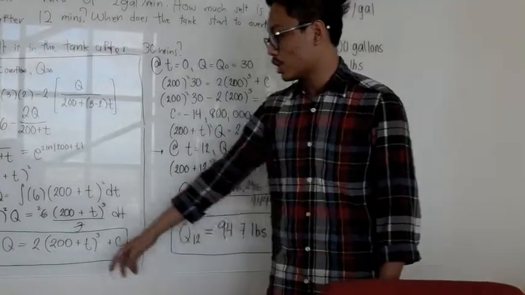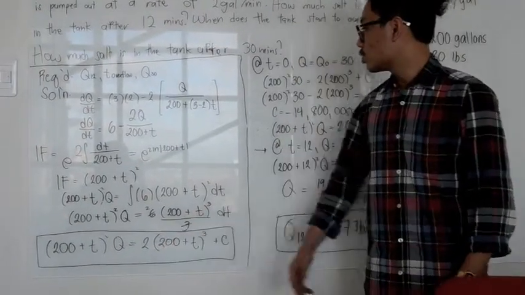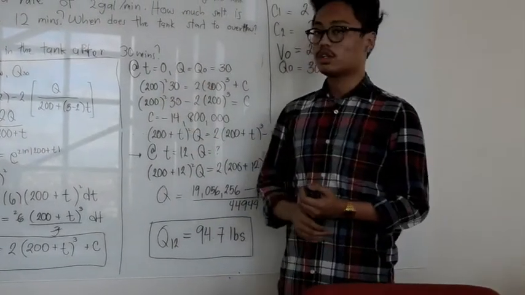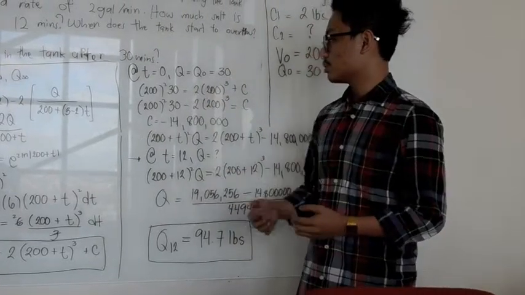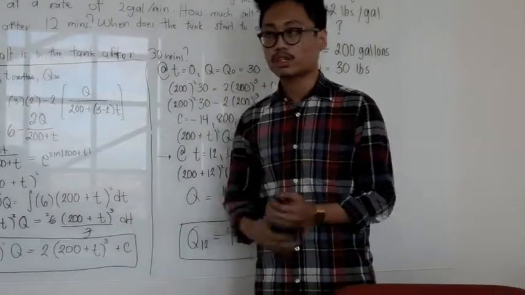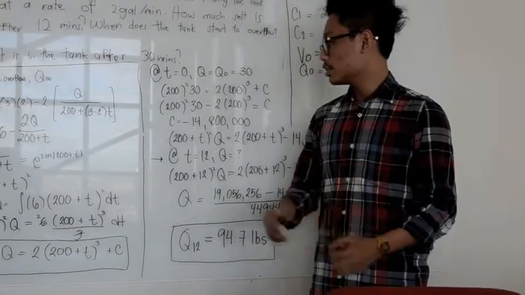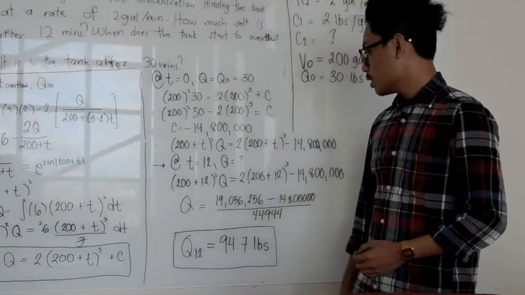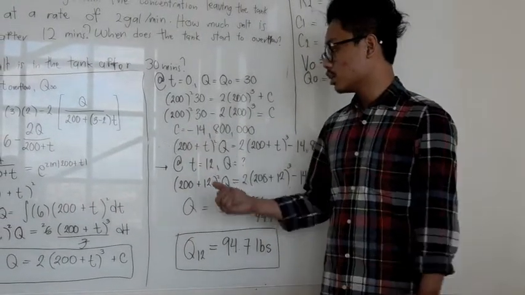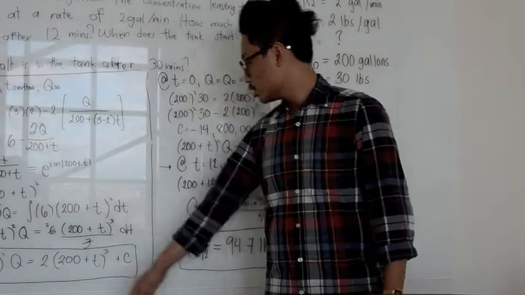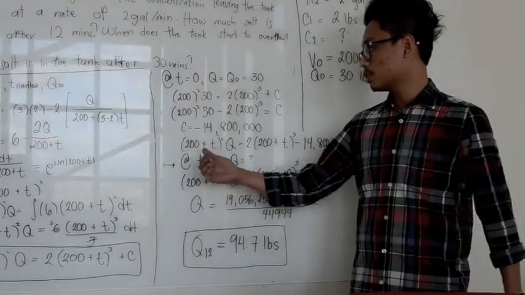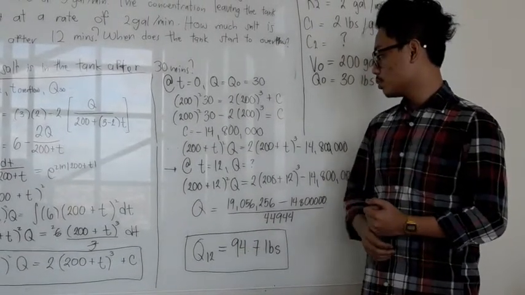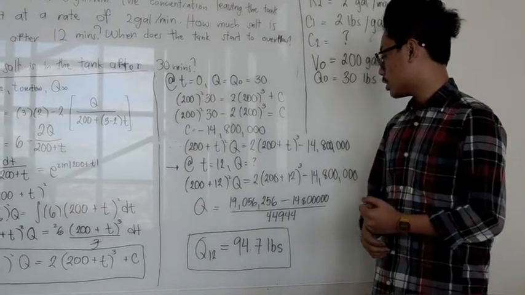First, we're going to use this equation that we got from the previous solution. So we're going to substitute t equals 0 and the initial amount, which is 30, in this equation in order to get the constant, which is negative 14,800,000. Then we're going to put this into the previous equation, which will result in 200 plus t quantity squared times Q equals 200 plus t cubed minus 14,800,000.